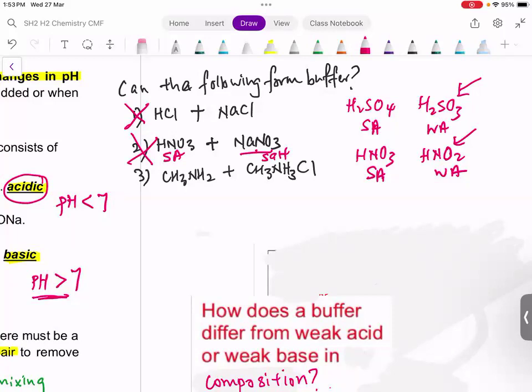Okay, so number 3. Can number 3 form a buffer? Yes. Why can number 3 form a buffer? Because this is a weak base. How do I know this is a weak base? Because it involves a lone pair on nitrogen. Whenever your nitrogen uses a lone pair as a base, this is a weak base. And this is a salt, right? The conjugate acid. So this combination can form what kind of buffer? Acidic buffer or basic buffer? Basic buffer.